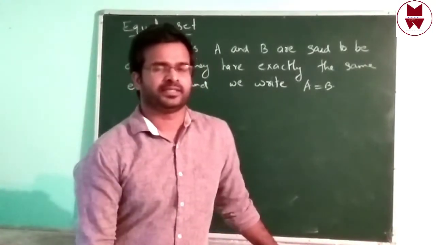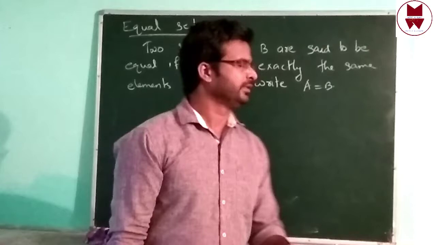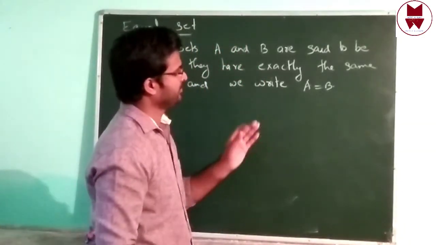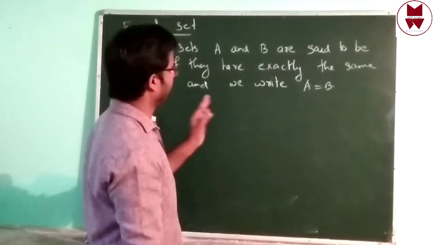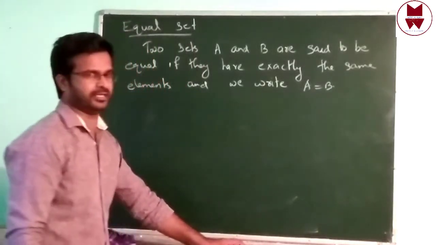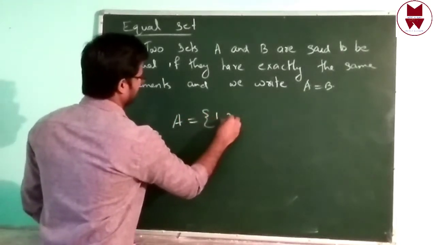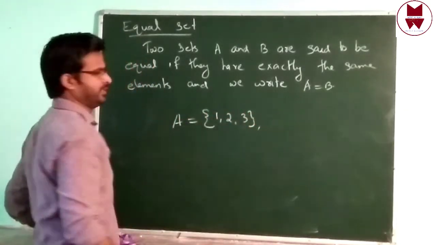The next set is equal set. What is equal set? Two sets A and B are said to be equal if they have exactly the same elements. We can see one example. Set A is {1, 2, 3}.